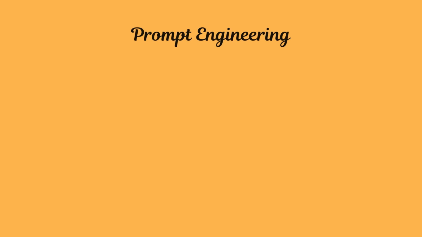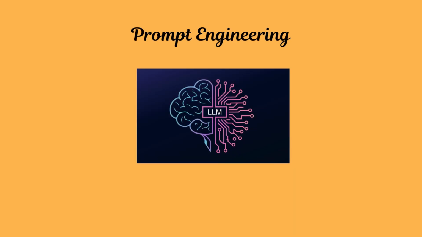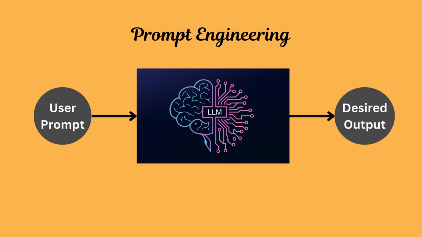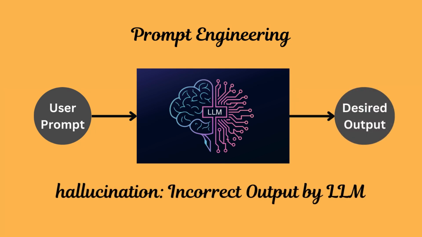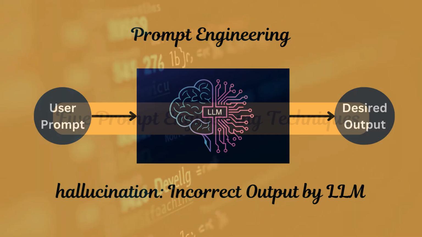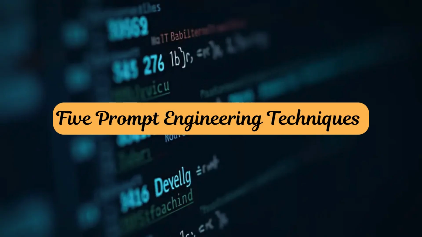Prompt engineering is vital since it helps communicate effectively with large language models, or LLMs. Prompt engineering means framing the proper user prompts so that the LLM can generate the desired output. Constructing a correct prompt is crucial to avoid hallucination, where the LLM responds with an incorrect result. Hence, in this video, we will look at 5 crucial prompt engineering techniques that can be helpful when querying large language models to obtain relevant results.